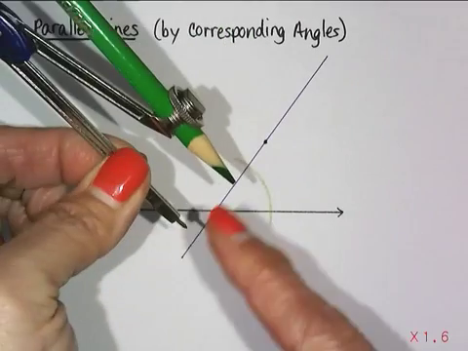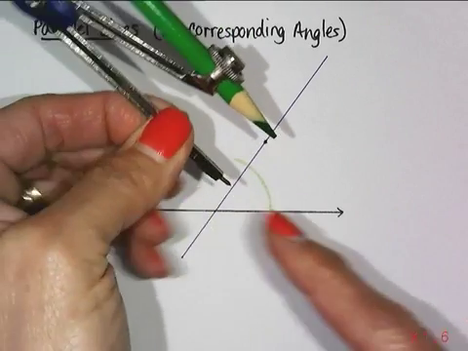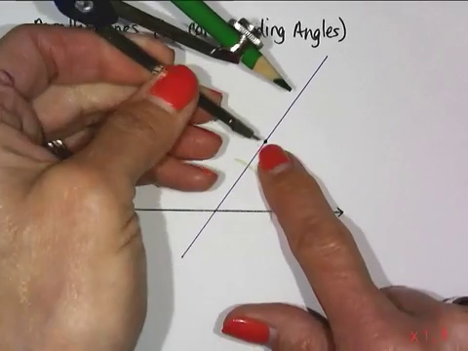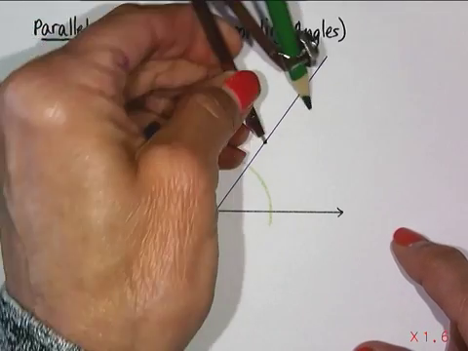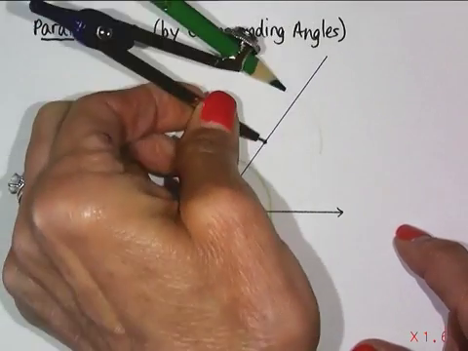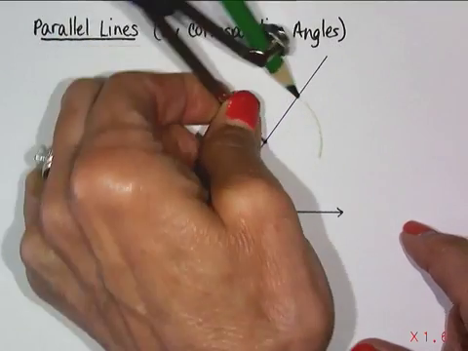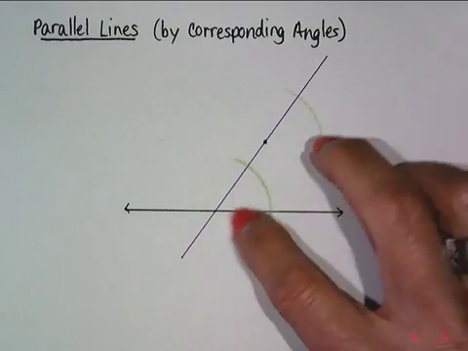I'm going to take that very same arc, not changing the span of my compass, put the center now on the point, and swing an arc about the same size. Do you see the makings of a duplicate angle?